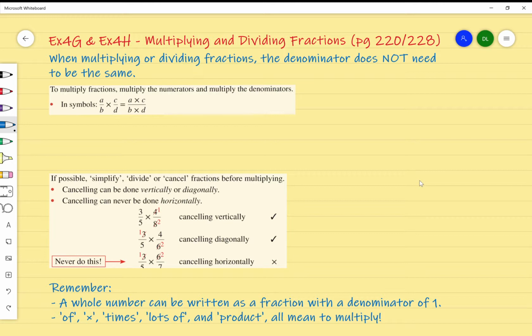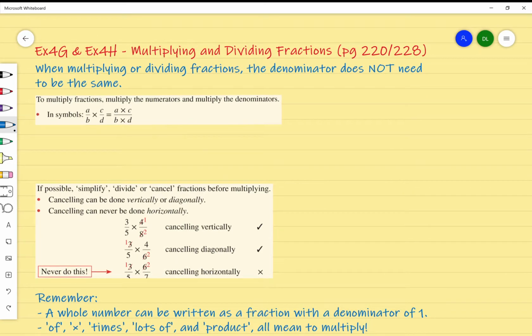Alright, so multiplying and dividing fractions is actually a lot simpler in my opinion than adding and subtracting fractions. The main reason being you do not have to have the same denominator. Now, if you remember adding and subtracting fractions, the denominator has to be the same. But when you're multiplying or dividing fractions, the denominator does not need to be the same. It's a very straightforward way that we multiply fractions. If I have a fraction that looks like that, multiply a fraction that looks like that, I just multiply the numerators and I multiply the denominators. So that's what we're going to be looking at today.